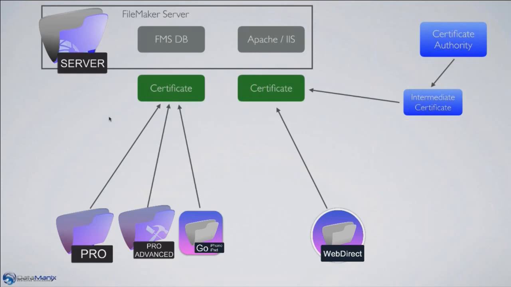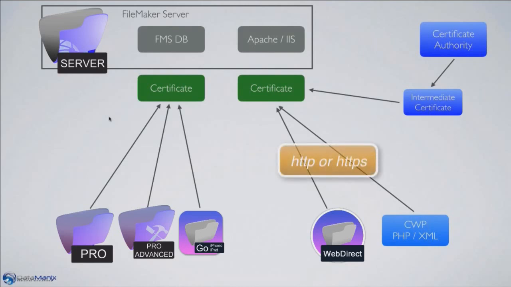But not only that, if you're using custom web publishing, PHP or XML for that matter, you will connect via the web server as well, which is also using the certificate, at least if you're using the HTTPS protocol. The same goes for WebDirect. You can connect via HTTP or HTTPS, and the S stands for secure, or you could say it stands for SSL. So this is basically how the certificates work with FileMaker.